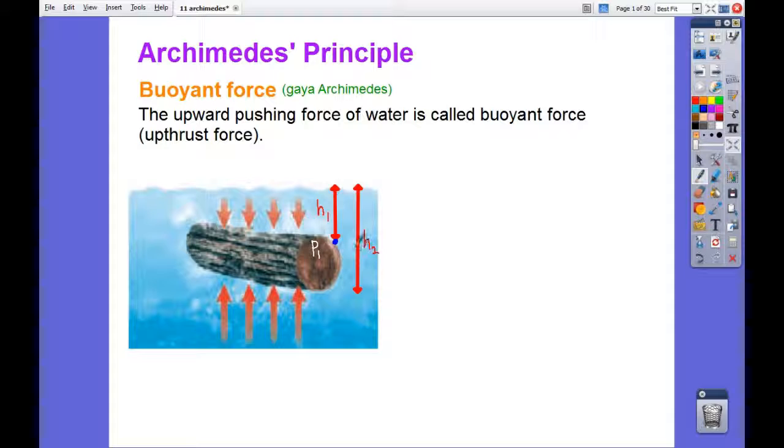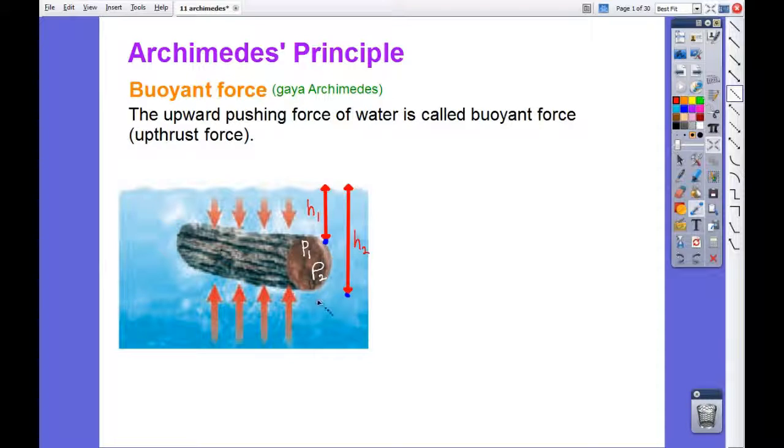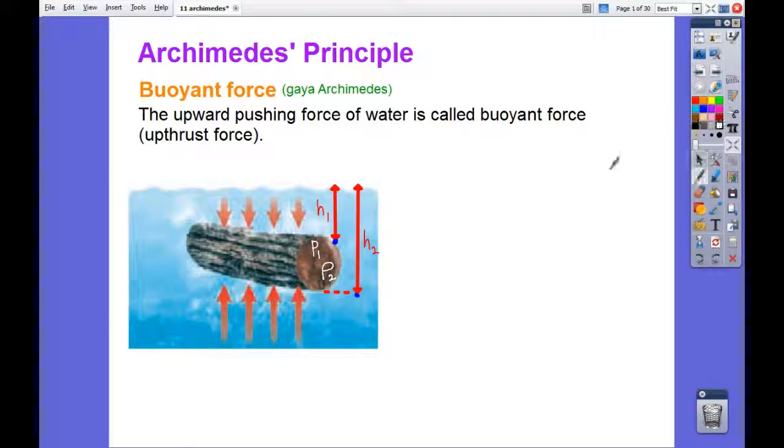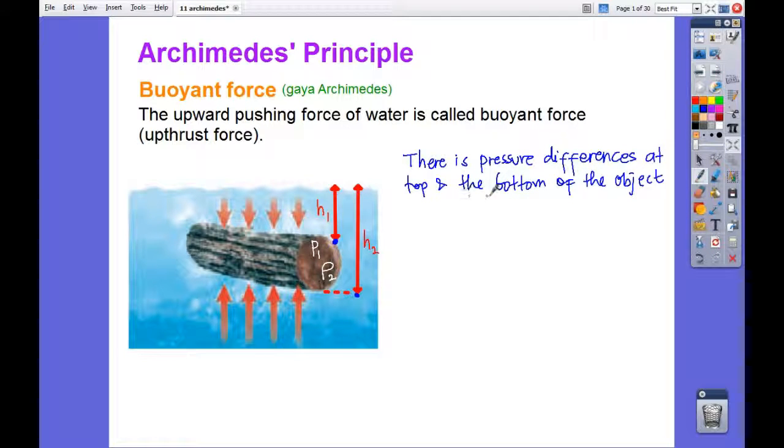For the second, at the bottom of the log, it has greater pressure. Why? Because it is much deeper than the first one. So there are differences in the pressure at the bottom and the top of the log. Let's say delta P. The pressure at the bottom is higher than the pressure at the top. So let's say P2 minus P1.